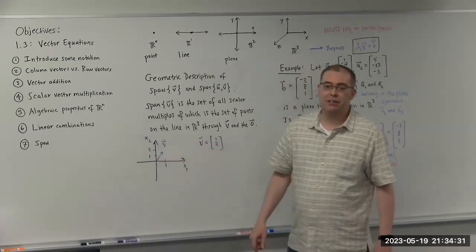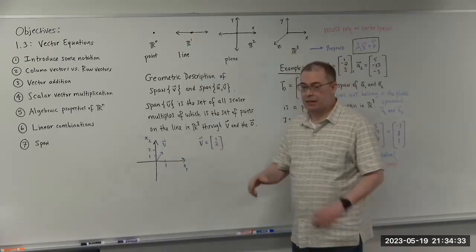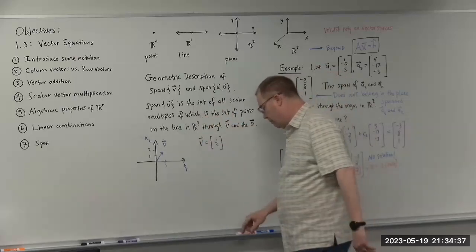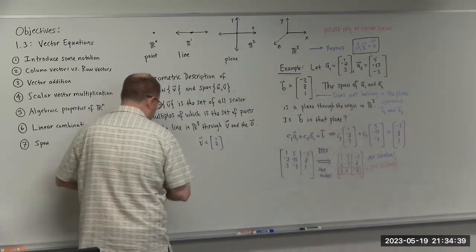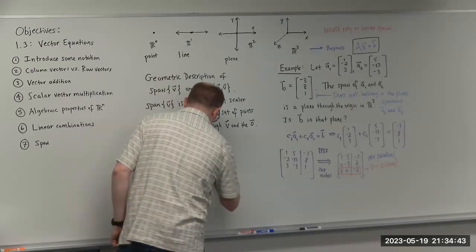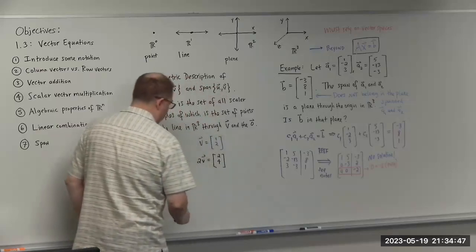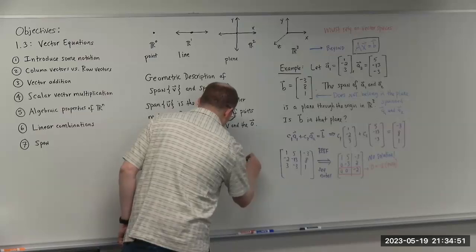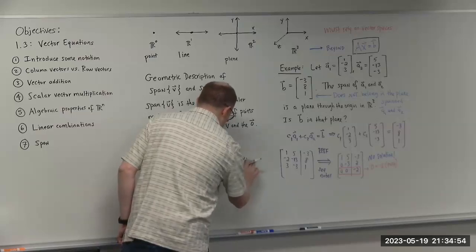So we say that that result is in the span of this vector v. For example, if I say 2 times the vector v, that's going to be 2 and 4. So this specific vector lives in the span of the vector v.